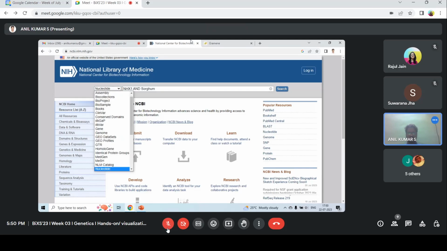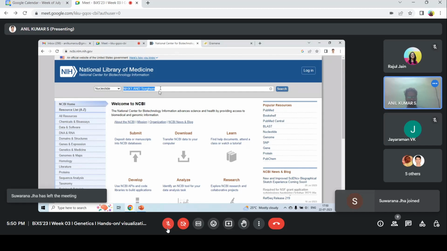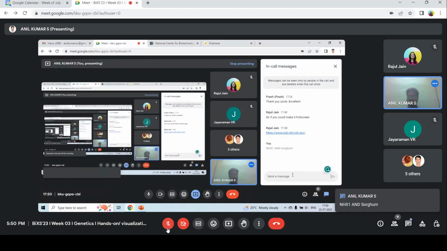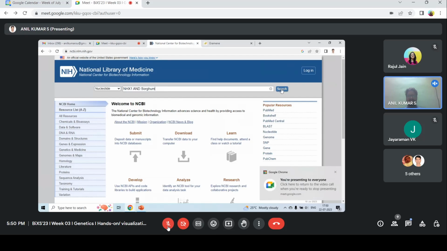Okay. In the first tab, type nucleotide. We'll go very slowly, don't worry. In the first box you type nucleotide, and in the second one you type this one. I'm sending them through chat also, so please check your chat box. Just copy it, paste it in the NCBI database, and then click on the search button.